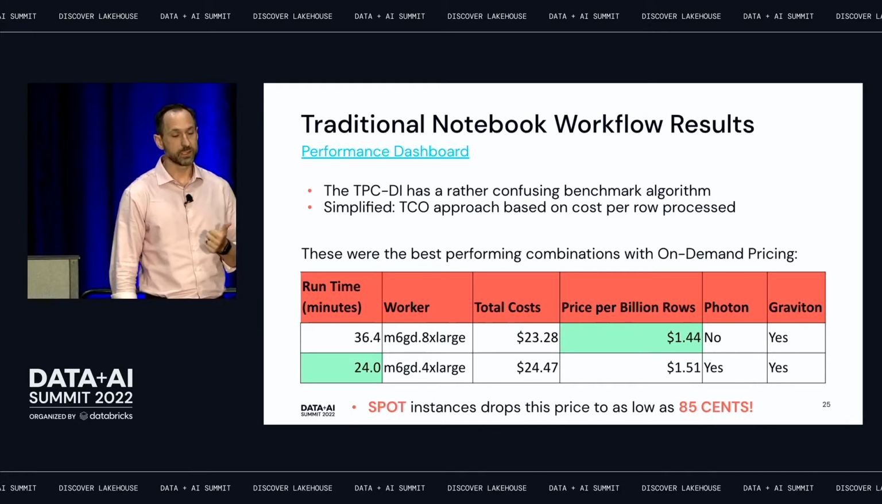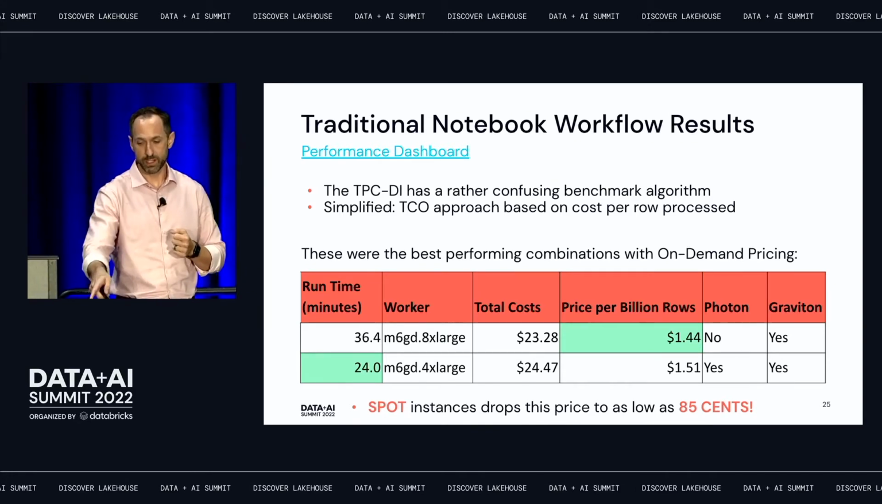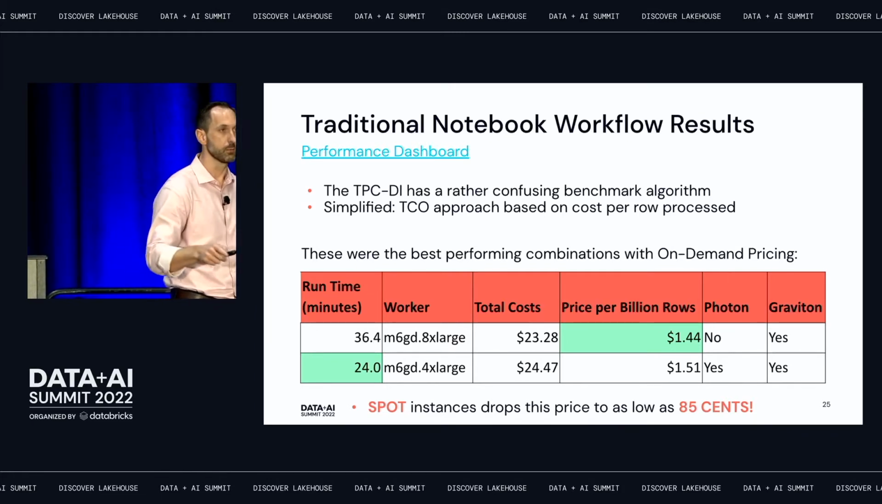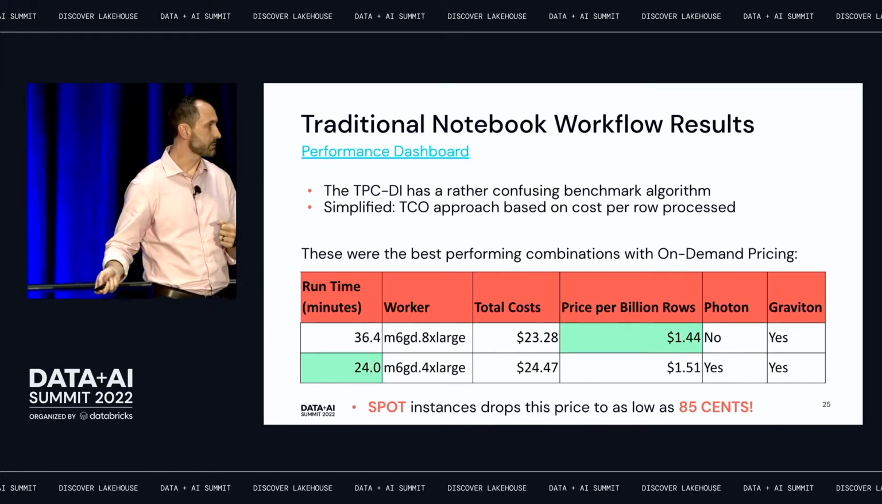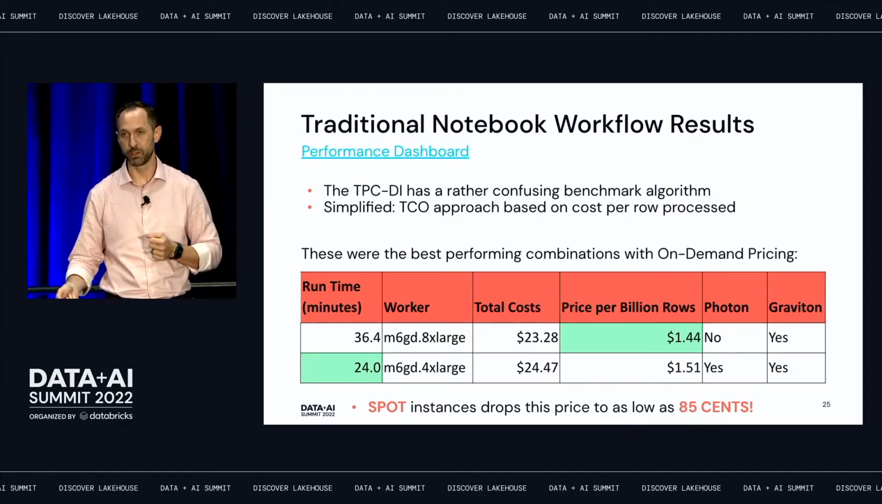I did actually run this on spot instances as well. Actually, all of our tests were run on spot instances. The price above it that you see here in the chart is actually the on-demand price. But when you run it on spot, it's actually even cheaper. So 85 cents was the best result for a billion rows.